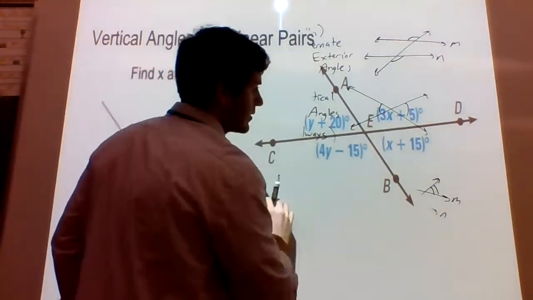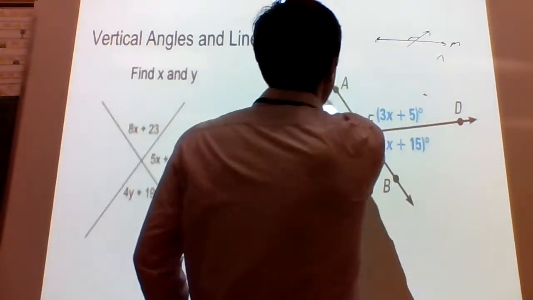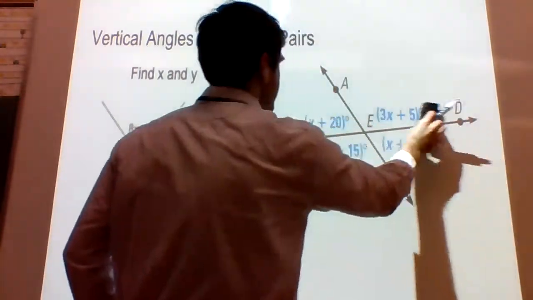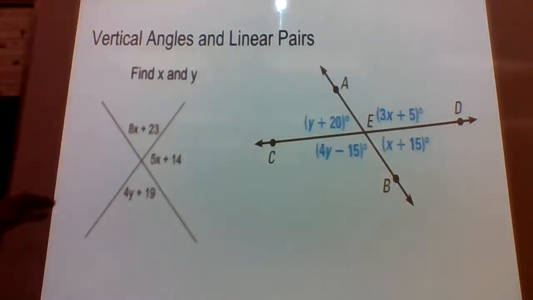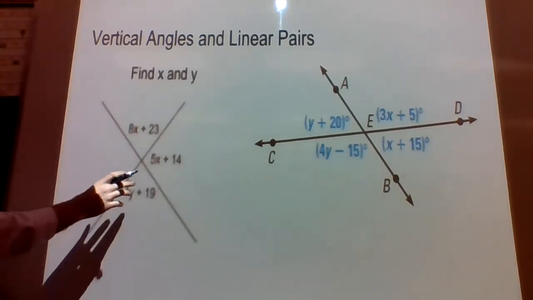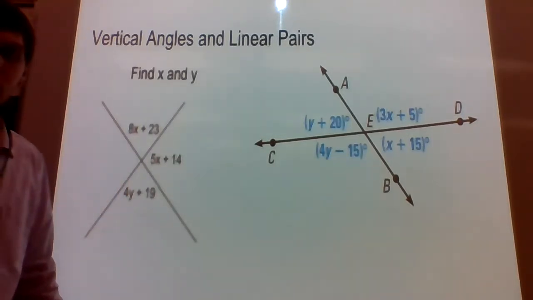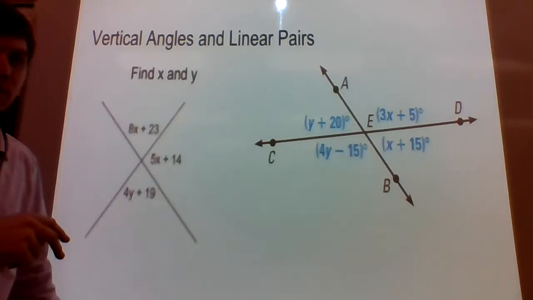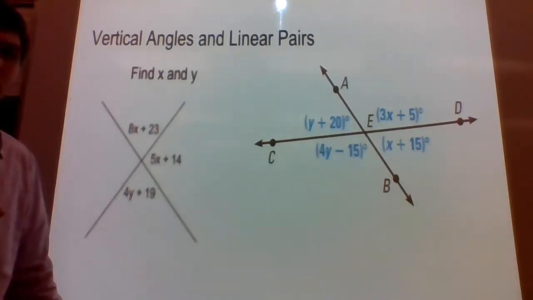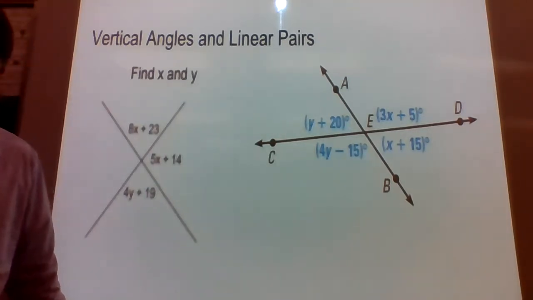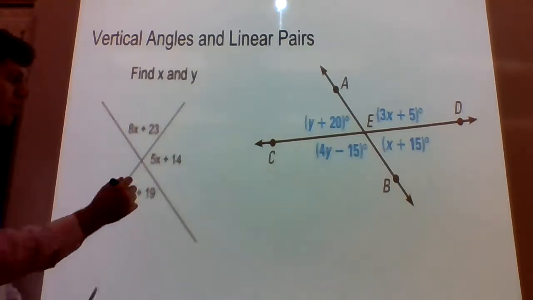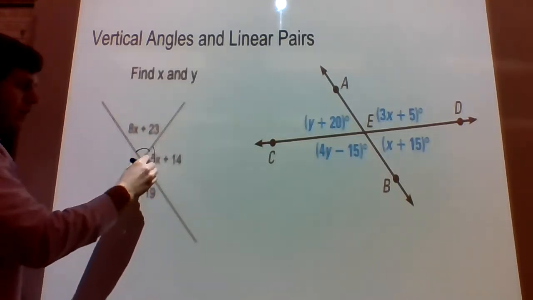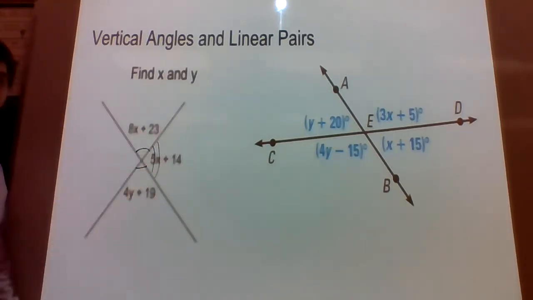Let's solve for X and Y in both of these problems. In the first one, we have an X. Since there's only one point of intersection, you aren't going to have same side or alternate interior angles or any of those. It's just going to be vertical angles or linear pairs. We know vertical angles are congruent and linear pairs are supplementary.